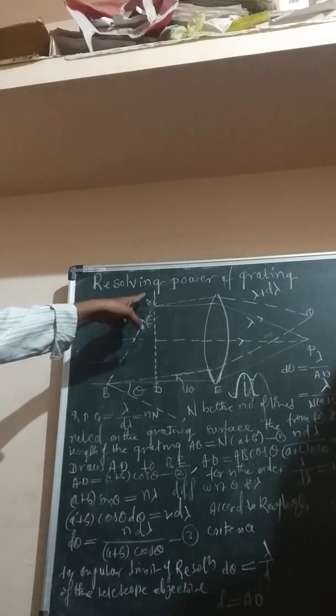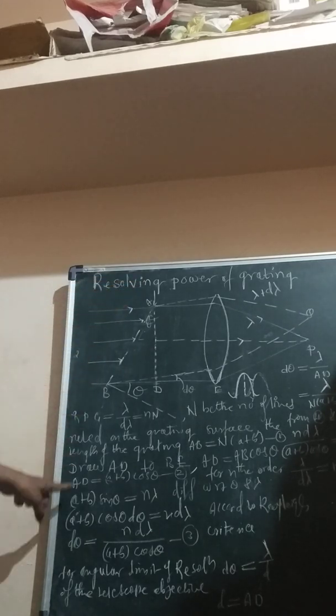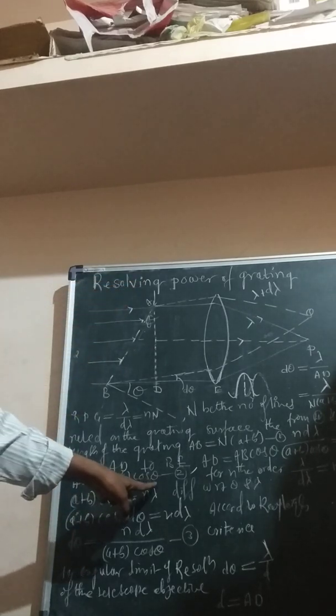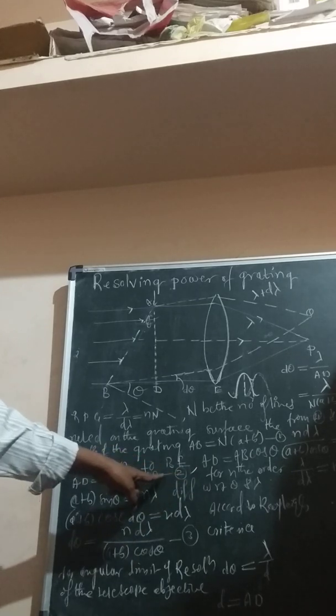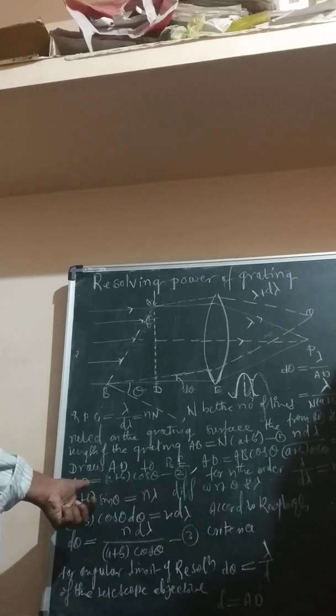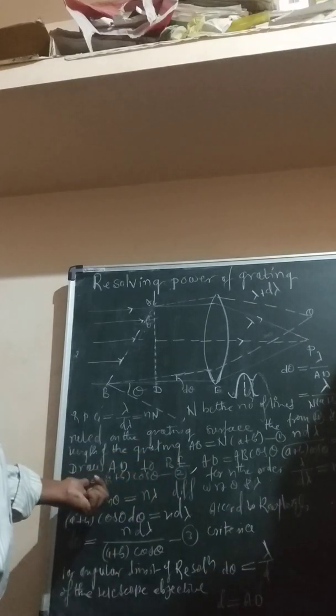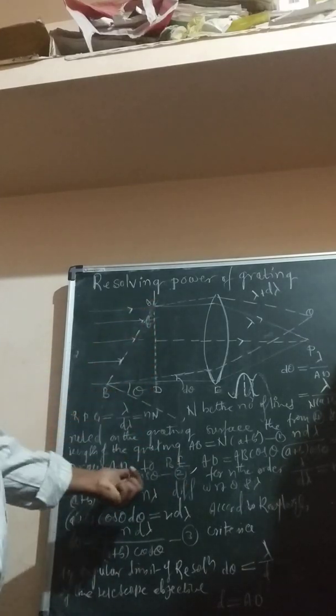Cos theta is equal to AD divided by AB. Therefore AD is equal to AB into cos theta. Let's call this the second equation. Here, AD, when you are drawing, is equal to AB into cos theta.